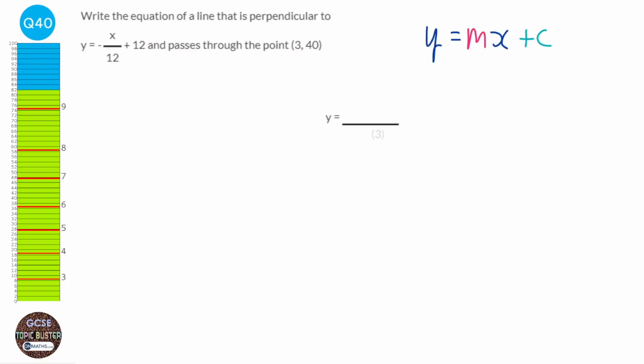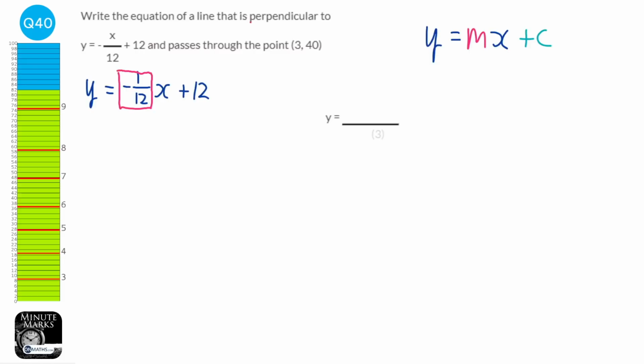Now I'm going to rewrite this a little bit just to make it a bit clearer what the gradient of this is. So I'm going to write this as minus 1 over 12 x plus 12. I'm just going to leave a bit more of a gap there. And you can see that the number before the x, the coefficient of the x, is minus 1 over 12. But we're not told that it's parallel to that, so the equation that we've got is not going to have the gradient as minus 1 over 12.